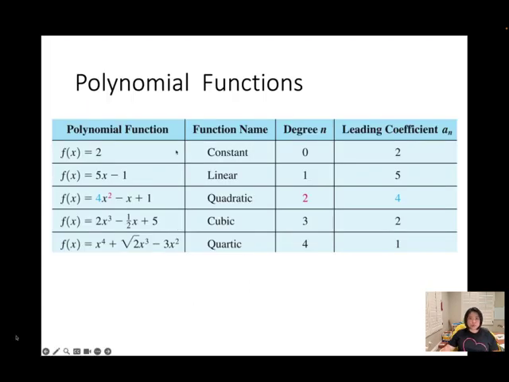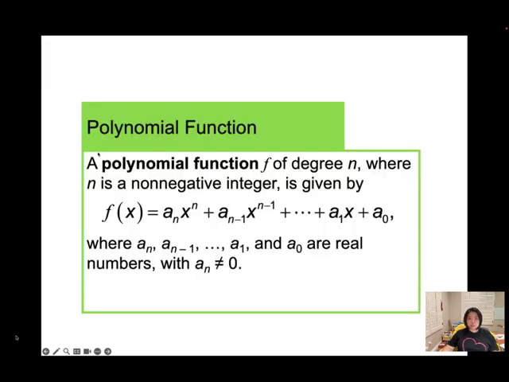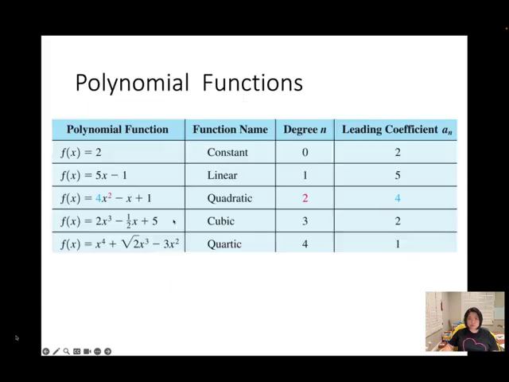Look at the examples of polynomial functions. First, f of x equal to 2. We only have the constant here, no variable, so the degree is 0 and the leading coefficient a_n is 2. The second one has two terms. This is a linear equation, y equal to 5x minus 1. We have x on the first degree, so degree n equals 1, and the leading coefficient is 5.